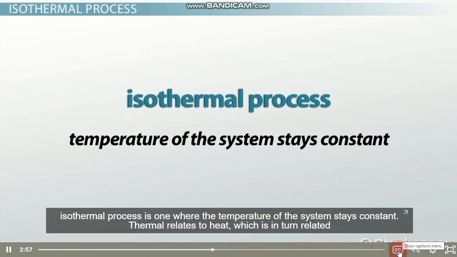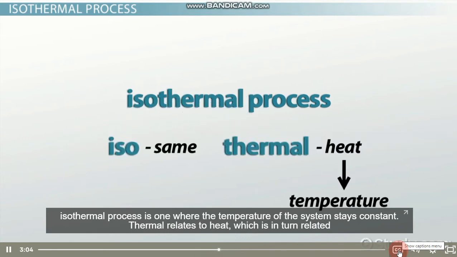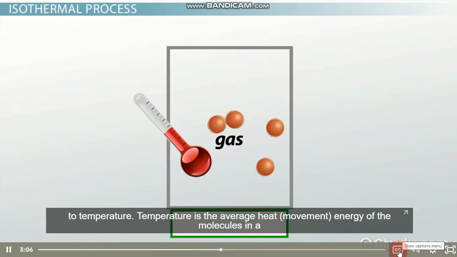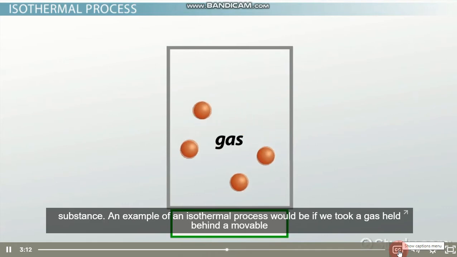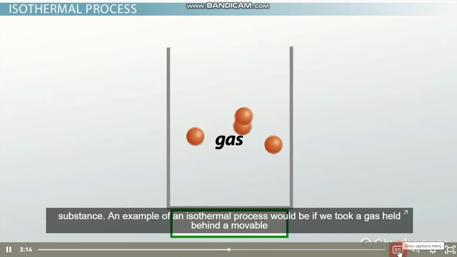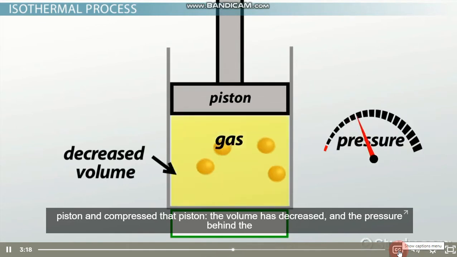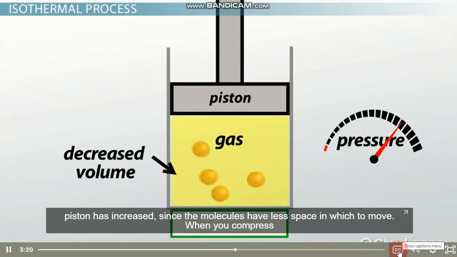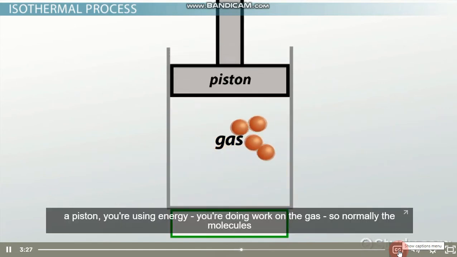An isothermal process is one where the temperature of the system stays constant. Thermal relates to heat, which in turn is related to temperature. Temperature is the average heat or movement energy of the molecules in a substance. An example of an isothermal process would be if we took a gas held behind a movable piston and compressed that piston. The volume has decreased and the pressure behind the piston has increased, since the molecules have less space in which to move. When you compress a piston, you're using energy.